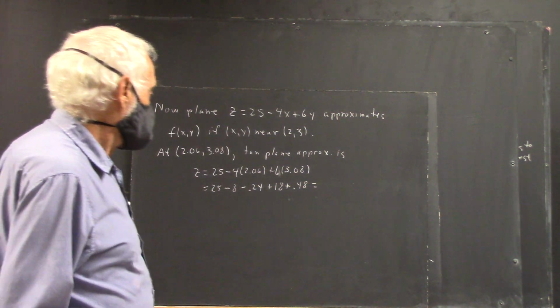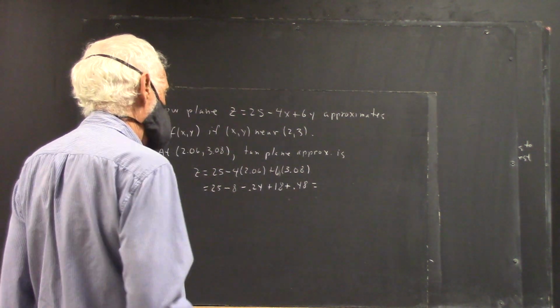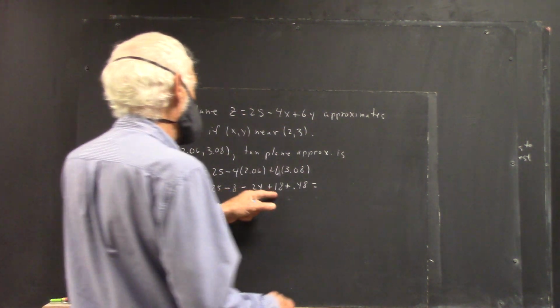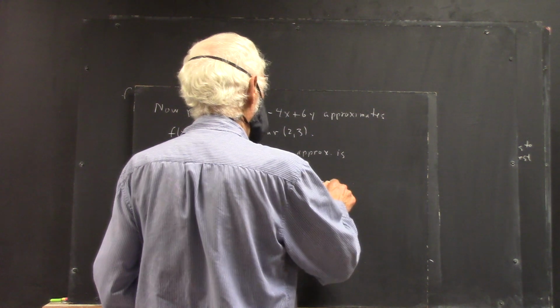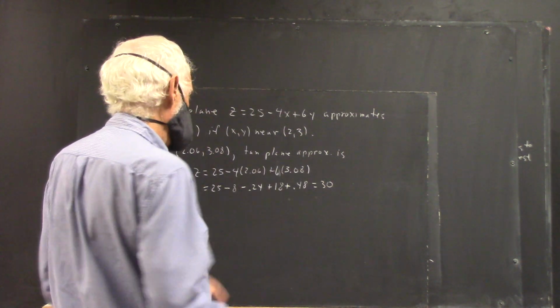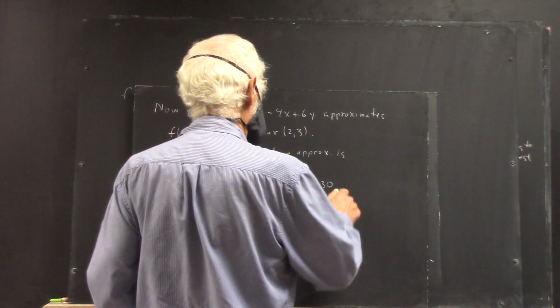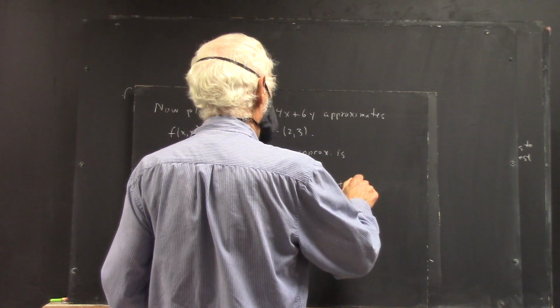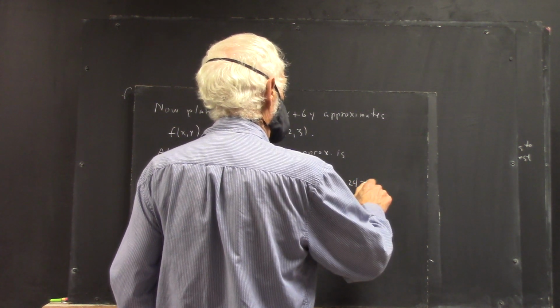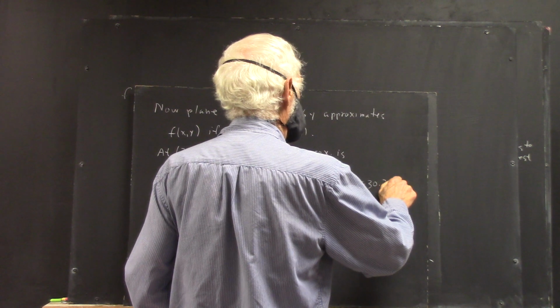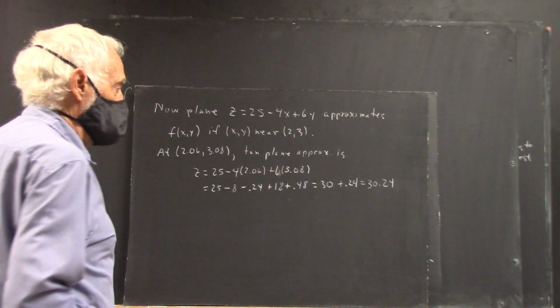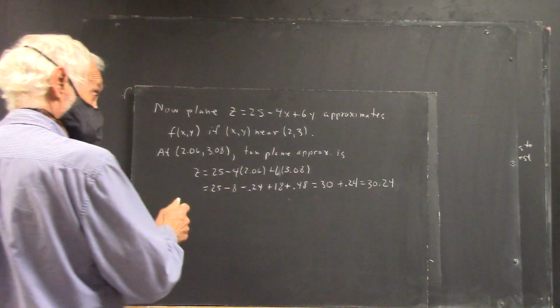Okay, so anyhow, what do we get? Well, 25 minus 8 plus 18 is 30. And then minus 0.24 plus 0.48, 30.24.